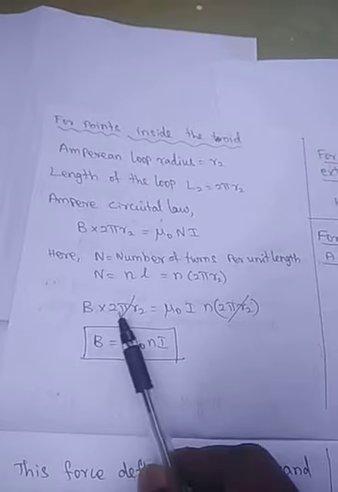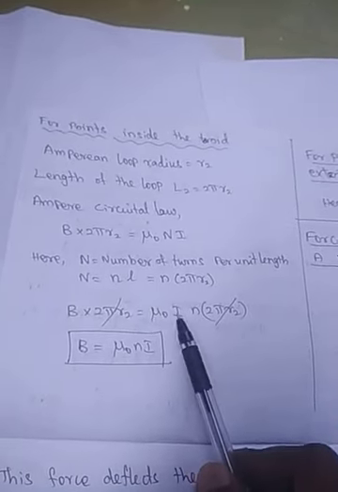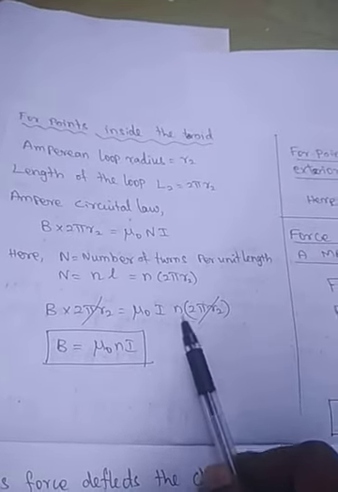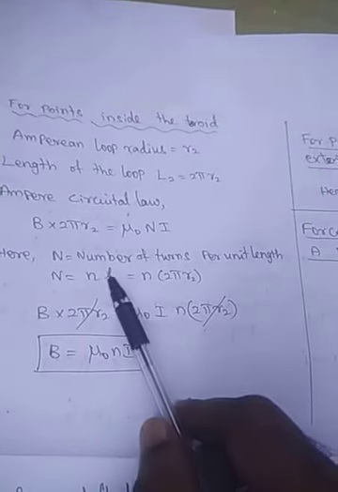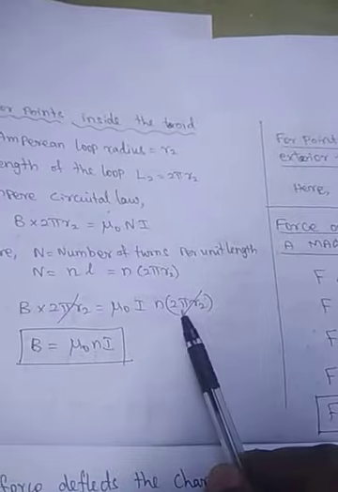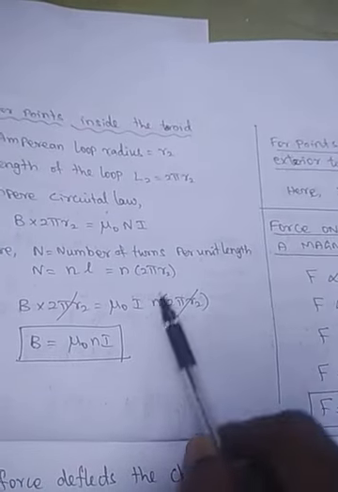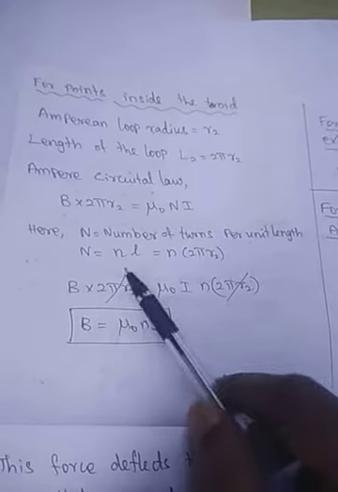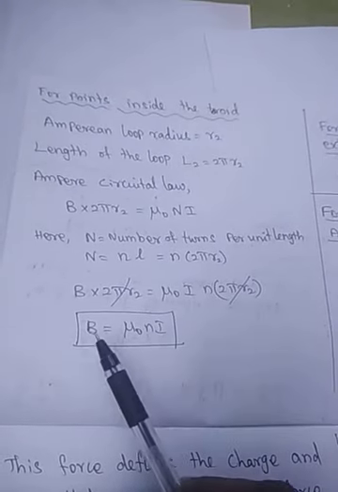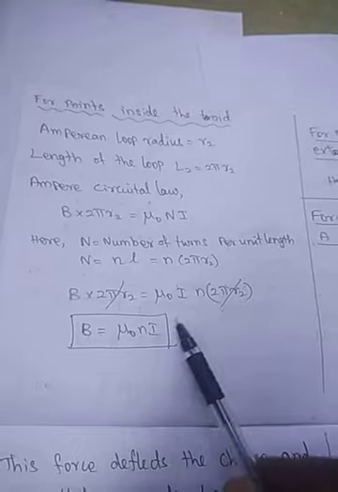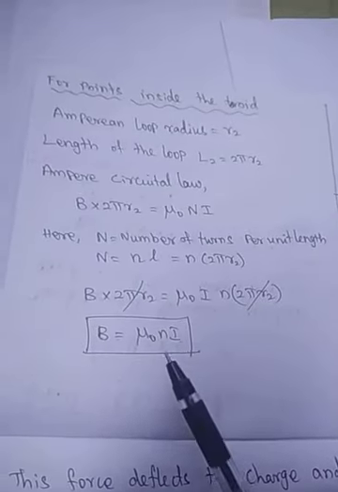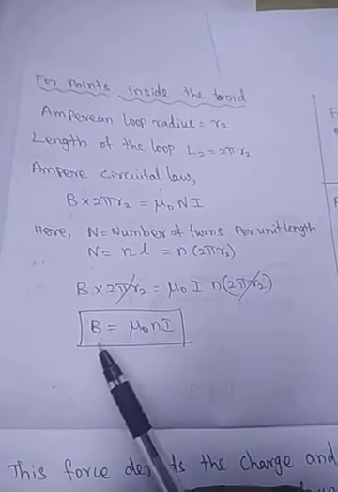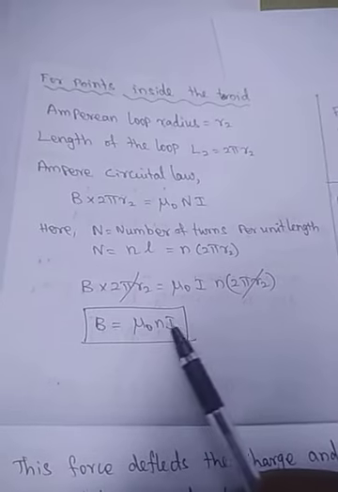So B into 2 pi R2 equals mu naught N I. N is the number of turns and L is the total length of the coil, that is 2 pi R2, the circumference of the Amperean loop. This one and this one will cancel. Finally we get B equal to mu naught n I. Similar to the solenoid equation, here also the magnetic field is mu naught n I.